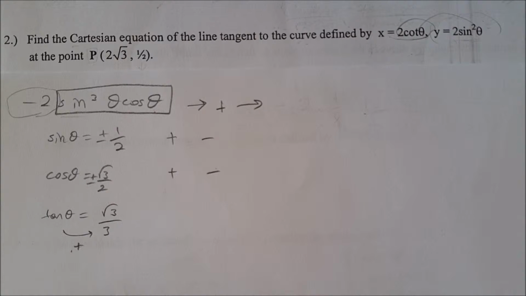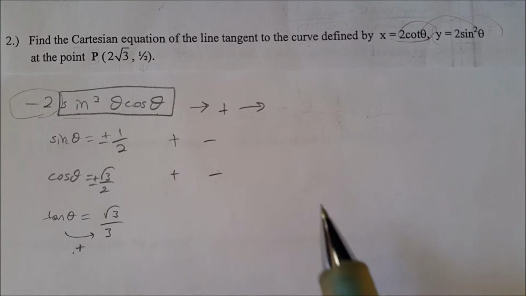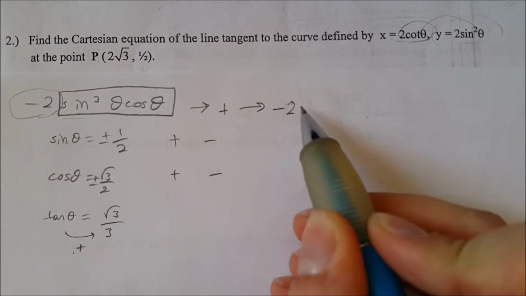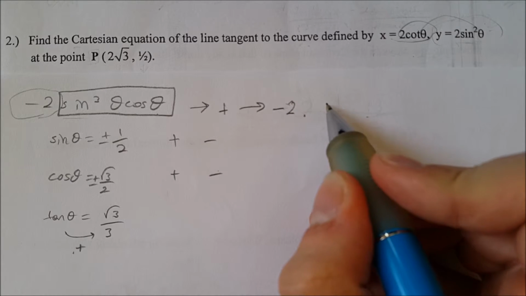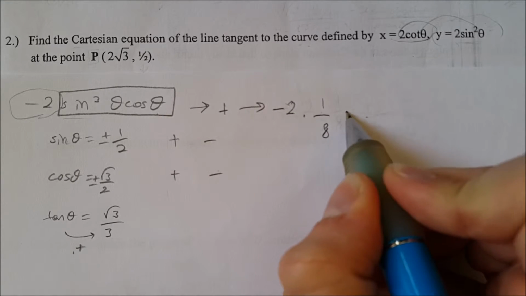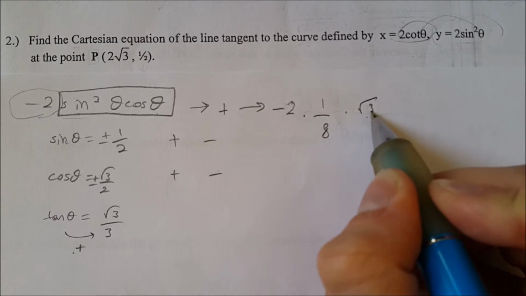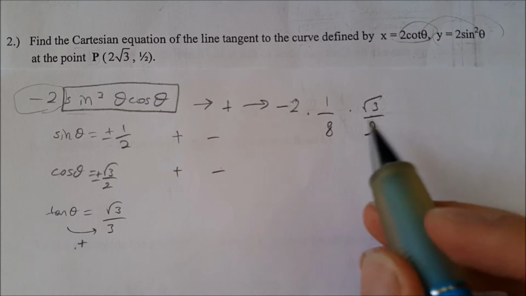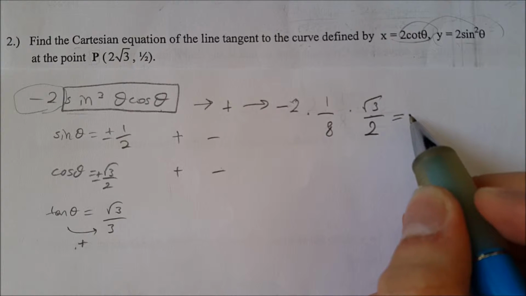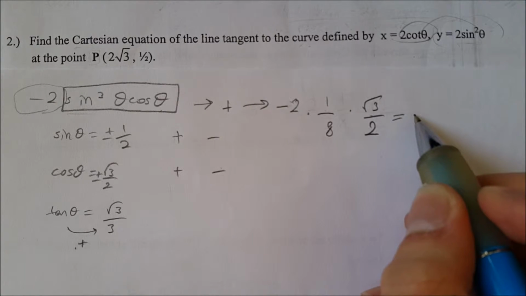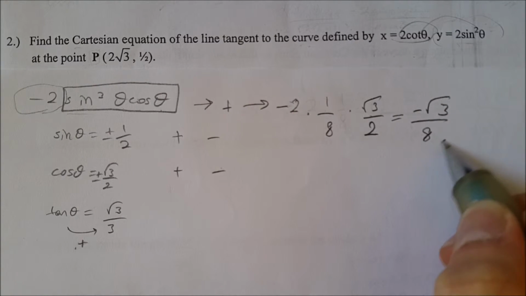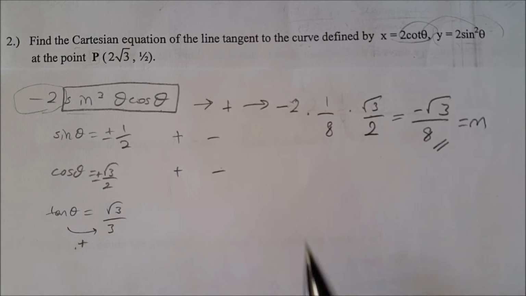Now that we found the sign of that portion of the equation, we can just put in the variables we found into the equation. So negative 2 times 1 over 2 cubed, which is 1 over 8, times root 3 over 2. And if you do the math, this is equal to negative root 3 over 8. So this is equal to our slope.